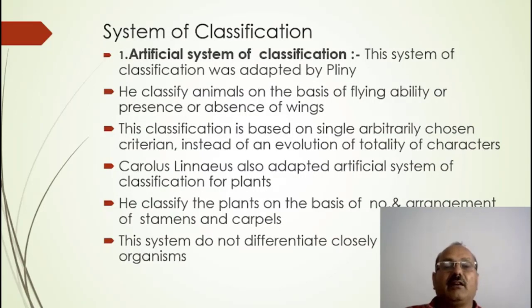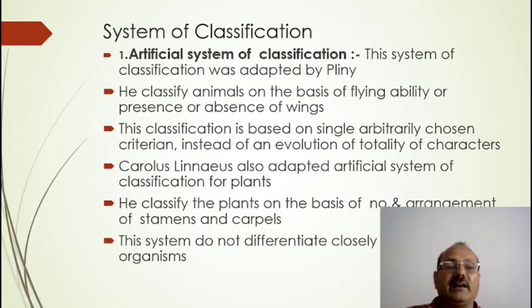Now, the next topic of discussion is systems of classification. Different systems of classification have been developed by different scientists. The first is the artificial system of classification. This system was adopted by Pliny. According to the scientist, he classified the animals on the basis of their flying ability or presence or absence of wings. This classification is based on a single arbitrarily chosen criterion instead of an evaluation of the totality of characters.